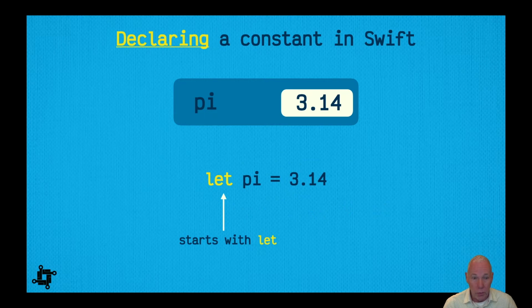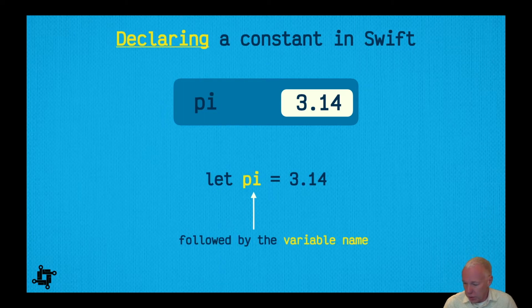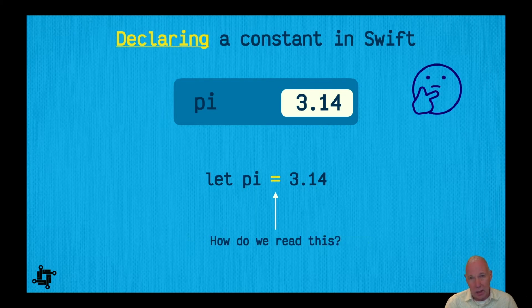So when we look at this, we say, well, okay, declaring a constant, here are the steps. The steps are first that we're going to start with let. So that is the keyword that they need to remember. Now, a lot of languages will do const, C-O-N-S-T, which is short for constant. Unfortunately, Swift did not choose that. They chose let. So var for variable, let for constant. And then we are going to follow it with our variable name. So here we follow it with pi. And then we say equals.